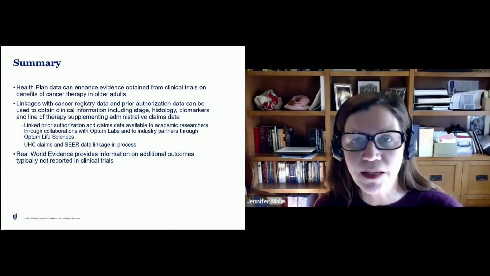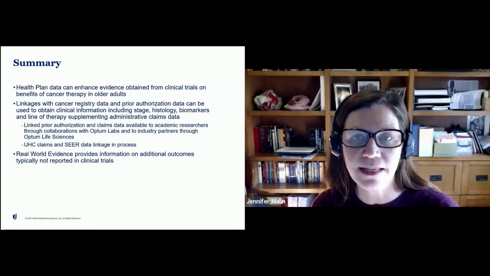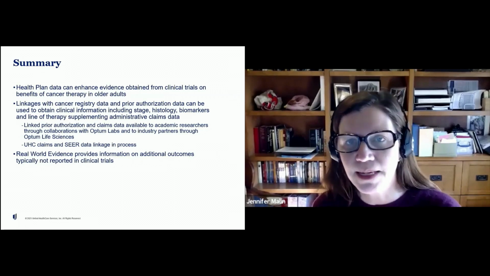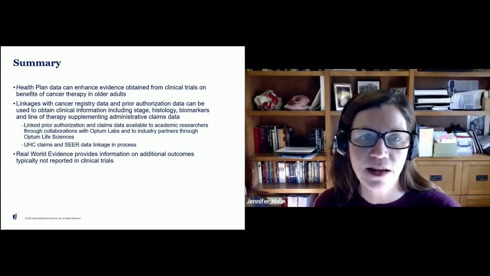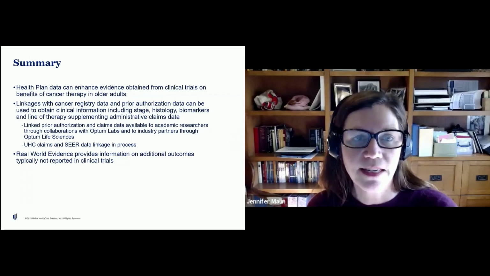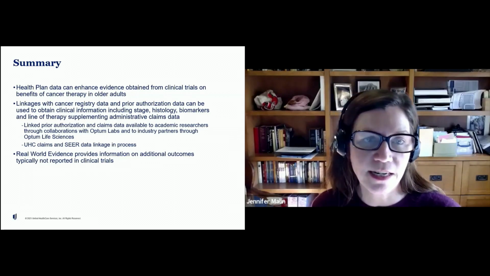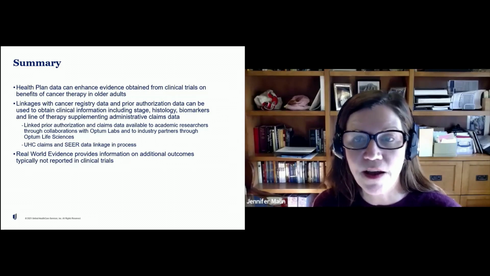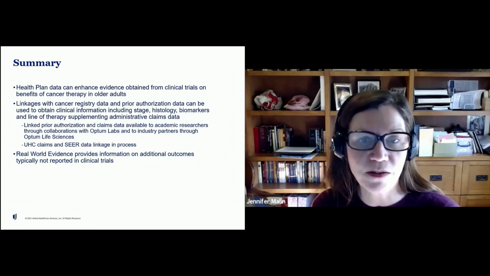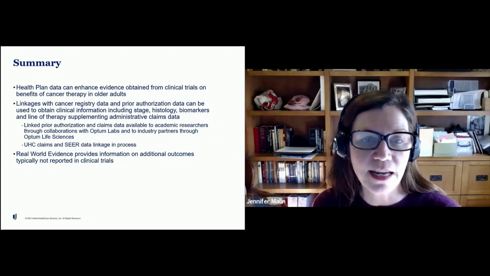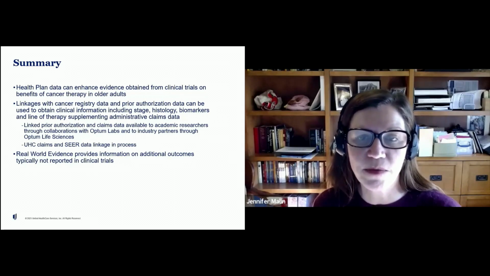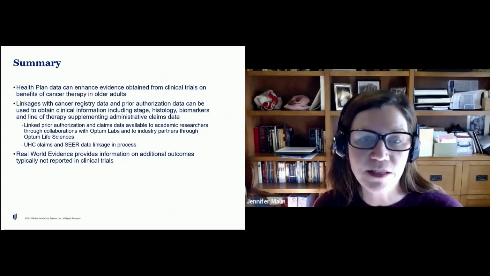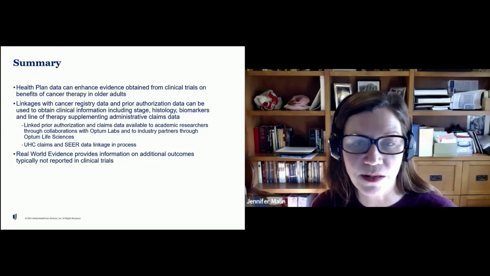In summary, I'm looking forward to the discussion where I imagine we'll get into some more detailed questions. Health plan data can enhance the evidence obtained from clinical trials on the benefits of cancer therapy in older adults. Linkages with cancer registry data and prior authorization data can be used to obtain clinical information, including stage, histology, biomarkers, and line of therapy, supplementing administrative claims data. Linked prior authorization and claims data are available to academic research partners through collaborations with Optum Labs and to industry partners through Optum Life Sciences. UHC claims and SEER data linkage is in process and should be available later this year. And real-world evidence provides information on additional outcomes typically not reported in clinical trials.